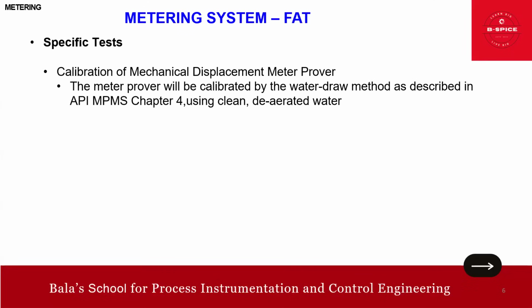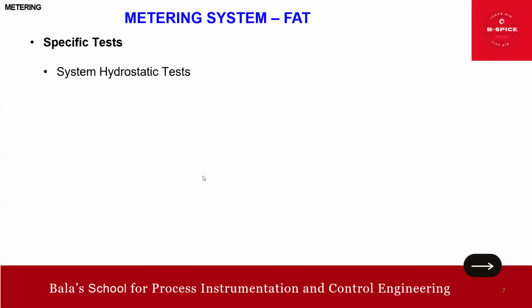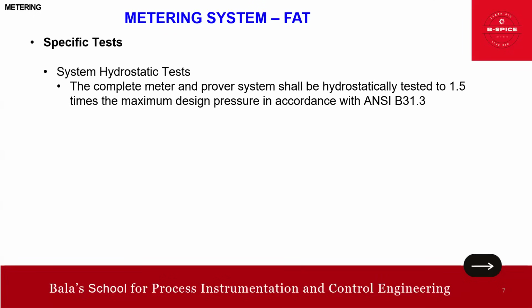Okay. Right, friends? Okay, good. So that's all about the calibration of displacement meter prover. Now we go into system hydrostatic test. System hydrostatic test means the complete meter prover system shall be hydrostatically tested to 1.5 times the maximum design pressure in accordance with ANSI B31.3. So just remember that this is a system hydrostatic test.